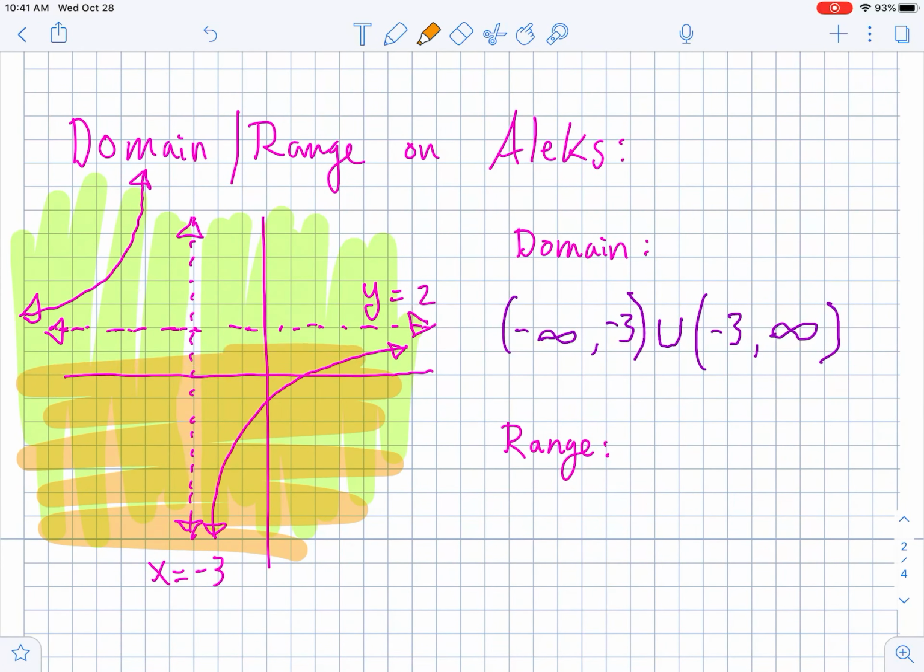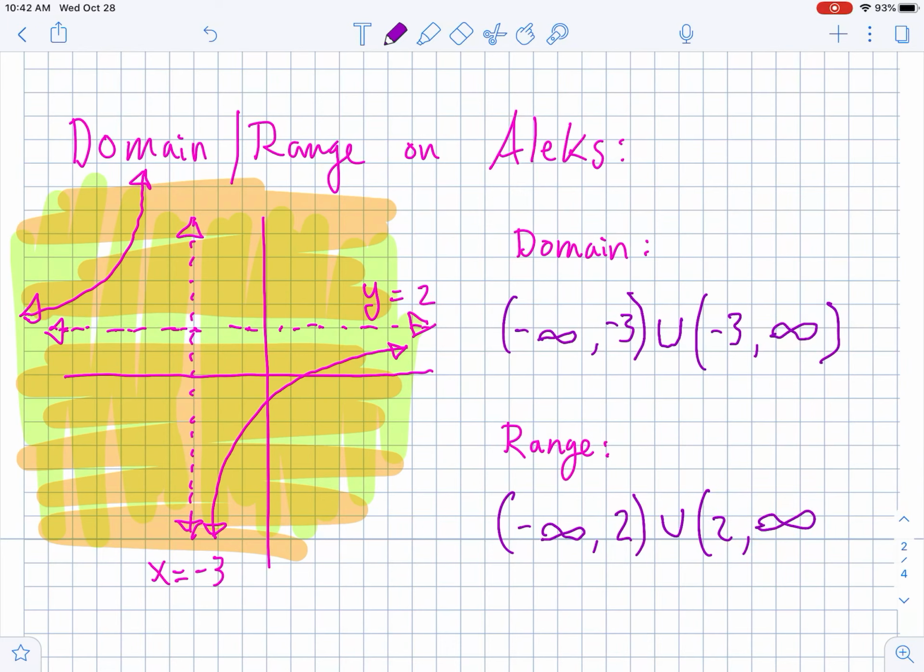Same thing with the range. Well, not the same thing, but a similar concept: it comes all the way up from the bottom, and then it stops there at 2, hops over it, and then continues all the way to the top. So the range would be negative infinity all the way up to 2, unionized with 2 to positive infinity. That's how they're going to want you to do it on the test.